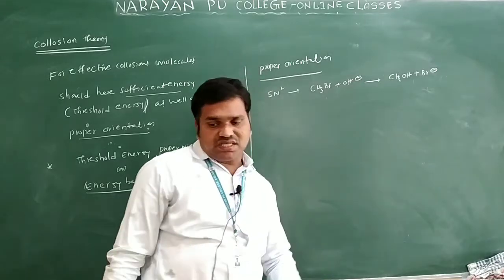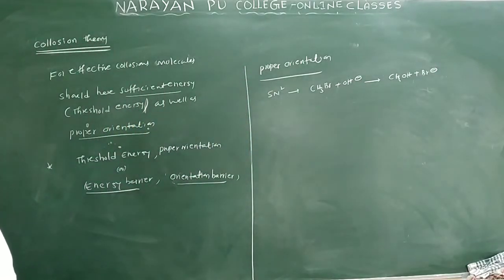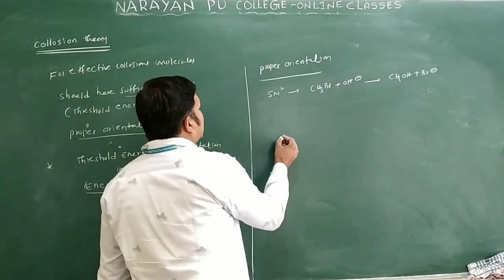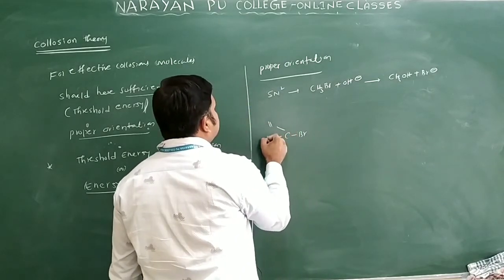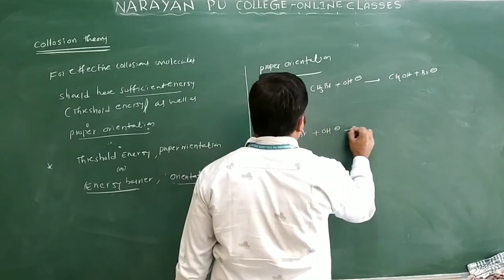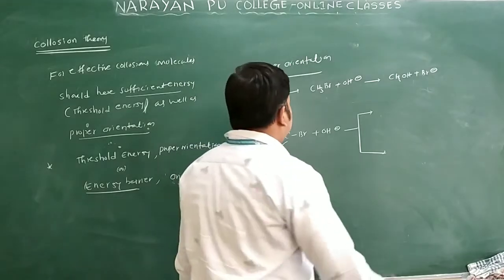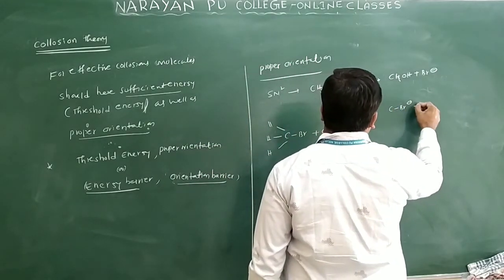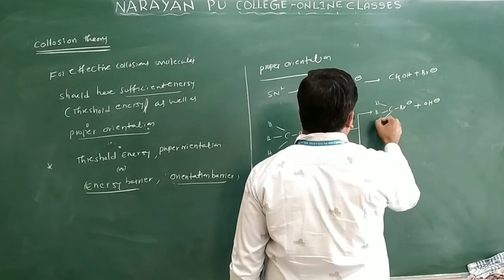So two chances are there. CH3OH is formed if the molecule undergoes proper orientation, and if the molecule does not undergo proper orientation, the reaction does not take place. So CH3Br reacts with OH minus. Suppose I am writing here CH3Br plus OH minus, with hydrogen, hydrogen and hydrogen.